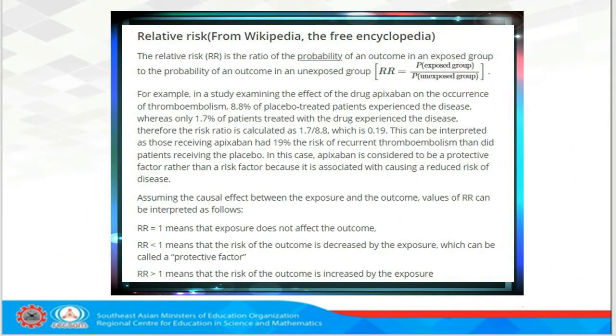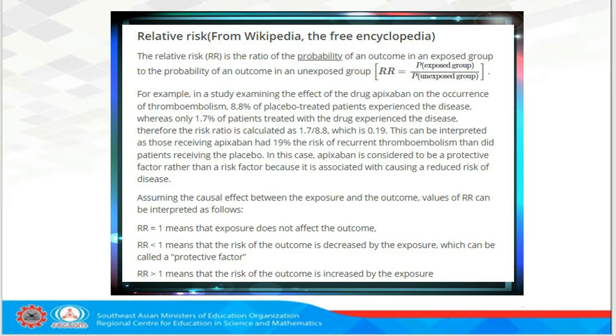Relative risk. The relative risk, RR, is the ratio of the probability of an outcome in an exposed group to the probability of an outcome in an unexposed group. RR equals probability exposed group divided by probability unexposed group. For example, in a study examining the effect of the drug apixaban on the occurrence of thromboembolism, 8.8% of placebo-treated patients experienced the disease, whereas only 1.7% of patients treated with the drug experienced the disease. Therefore the risk ratio is calculated as 1.7 divided by 8.8, which is 0.19.